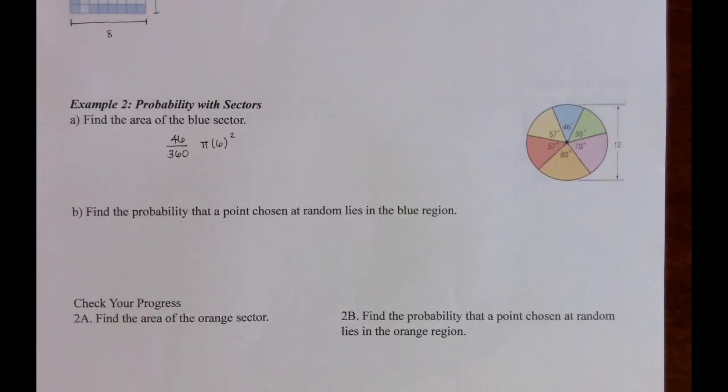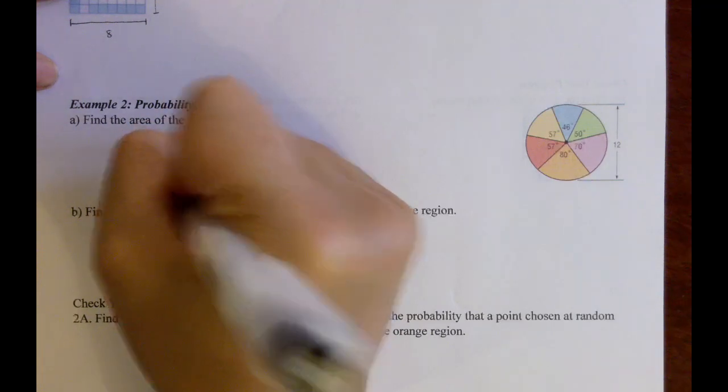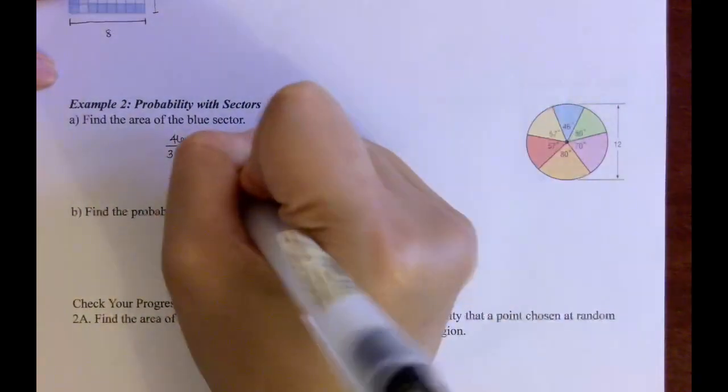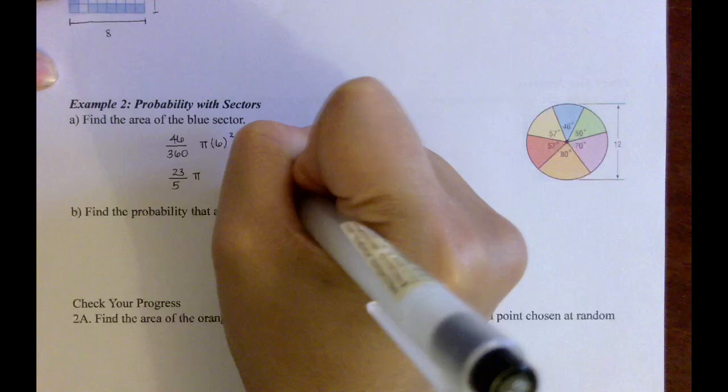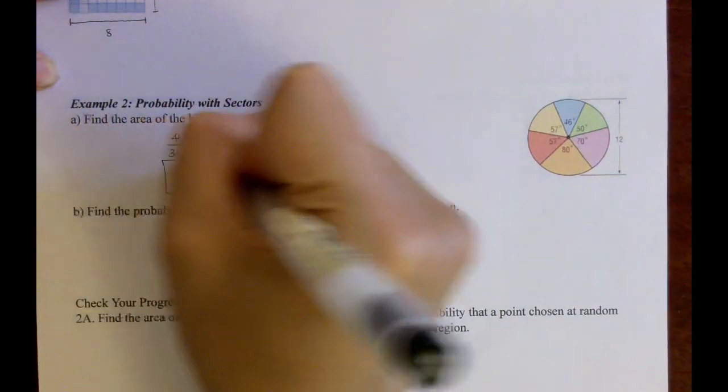So then let's find that area. 46 divided by 360, times 36, because 6 squared is 36, and then times pi. This gives me 23 over 5 times pi. 23 over 5 is 4.6, so that's why your book writes it as 4.6 pi. These are the same thing. So that's the area of the sector.